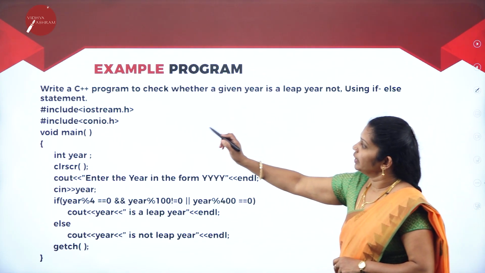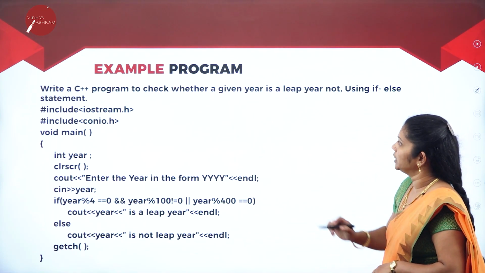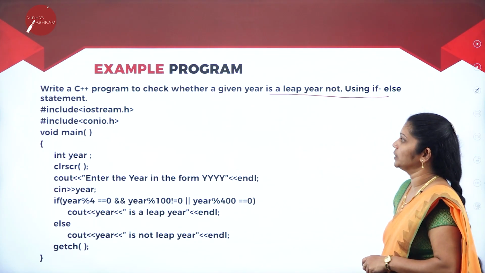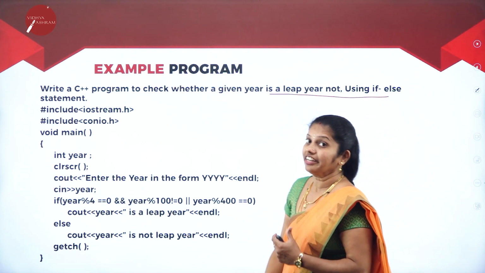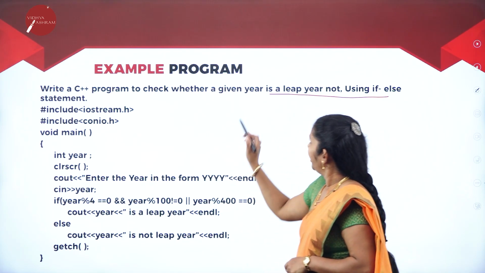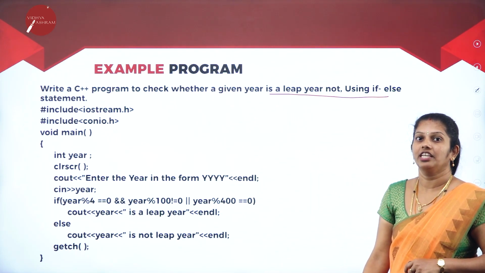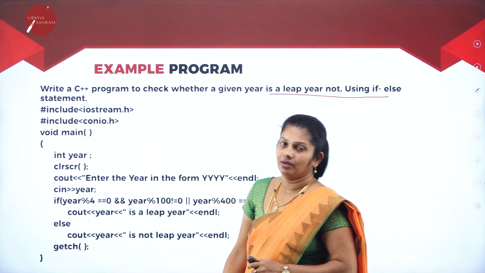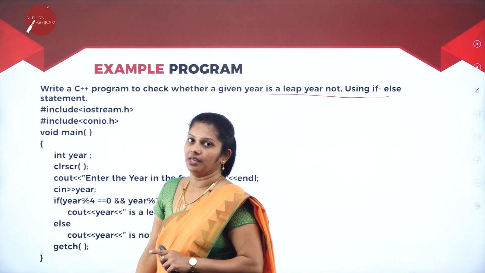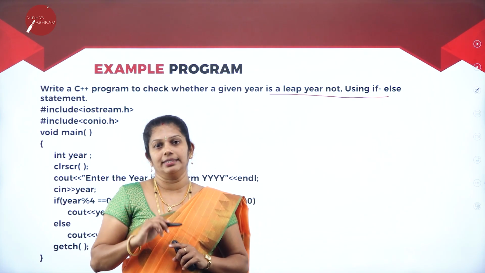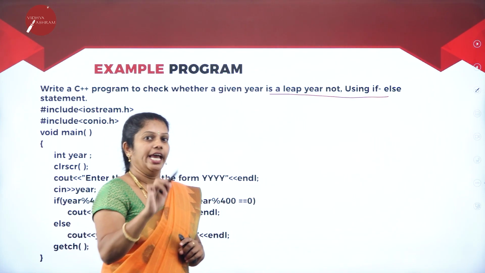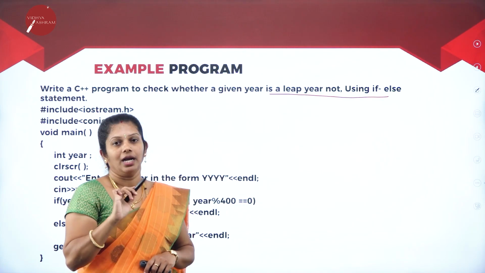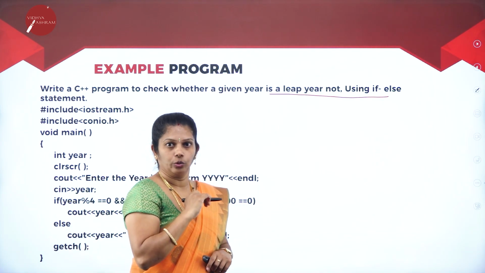If you observe, write a C++ program to check whether the given year is a leap year or not using the simple if-else statement. It means that we have to find out whether the given year is a leap year or not. Then what do you mean by this leap year? In a leap year, after every 4 years once we get a leap year. In that case, especially in the month of February, the last day will be 29. Otherwise, it will be 28 only.